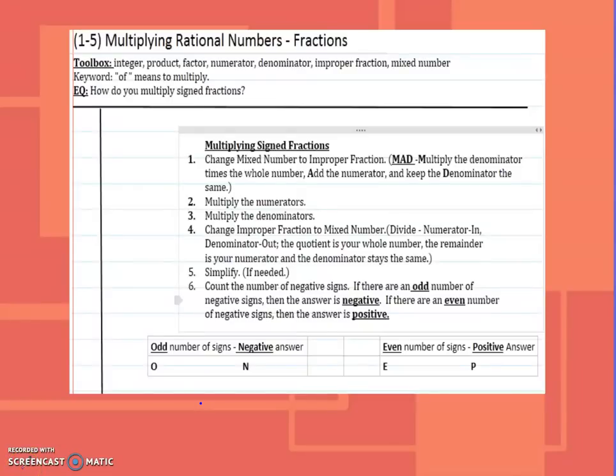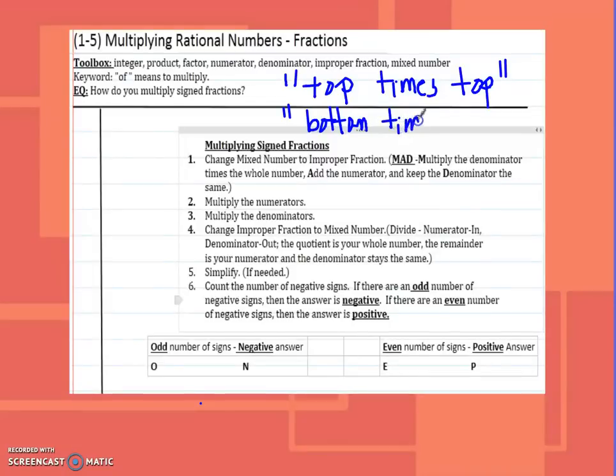Multiplying rational numbers with fractions. So with multiplying fractions, you could do top times top, bottom times bottom is the strategy. Top times top, bottom times bottom.